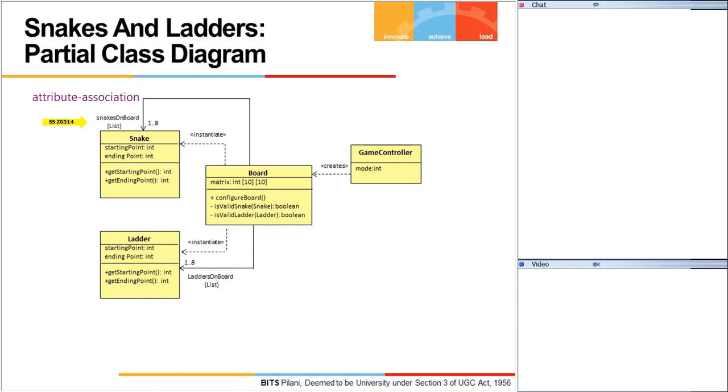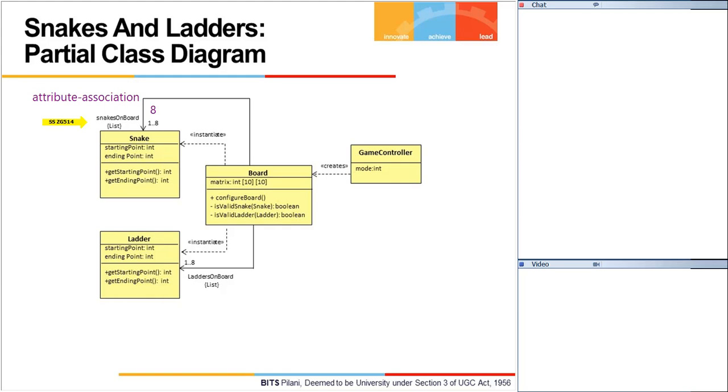Then similarly, my board class has an attribute which is a list of ladder objects. My board is responsible for maintaining the list of snake objects as well as list of ladder objects. Instead of mentioning this list of snake objects inside the board class as an attribute, I've mentioned it and drawn it as an attribute association line.